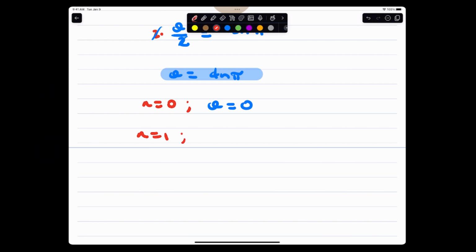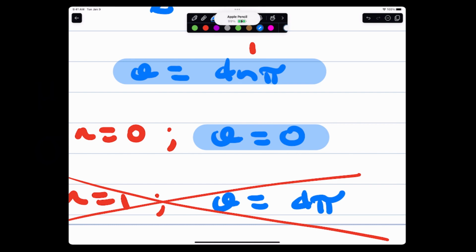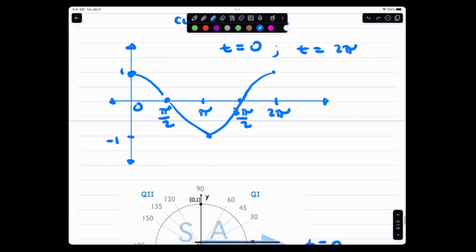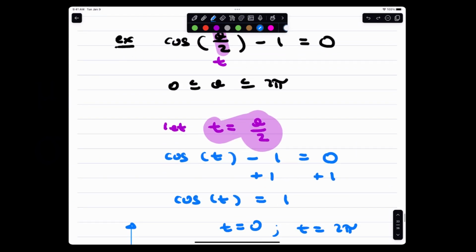So you say, can I change n? Yes. 4 times 1 is 4. So that means theta is 4 pi. What's the problem? Already it's bigger than 2 pi. So we got to get rid of this. We got to get rid of this. And then, ladies and gentlemen, our theta is 0. So, since theta is 0 here, they restricted the domain. There's only one solution. That's 0.